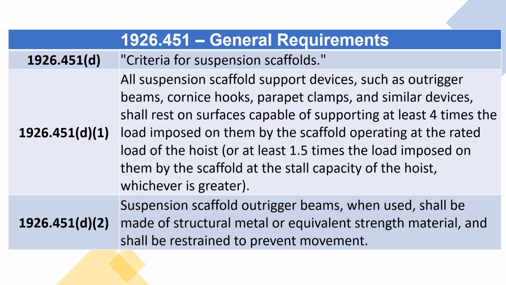1926.451(d)(2): Suspension scaffold outrigger beams, when used, shall be made of structural metal or equivalent strength material, and shall be restrained to prevent movement.